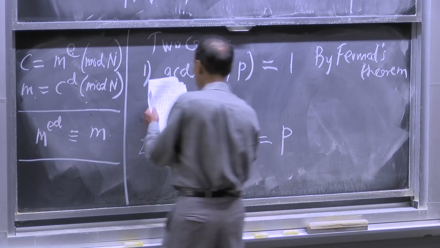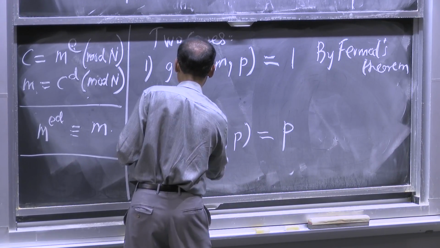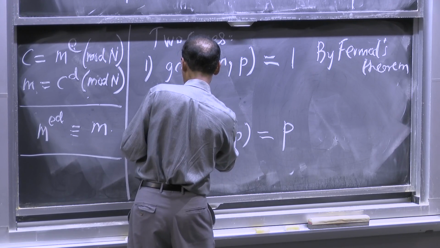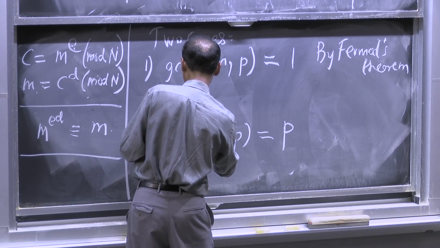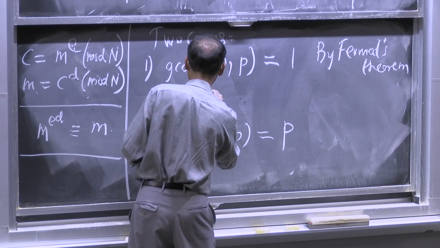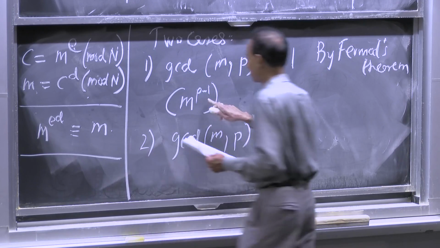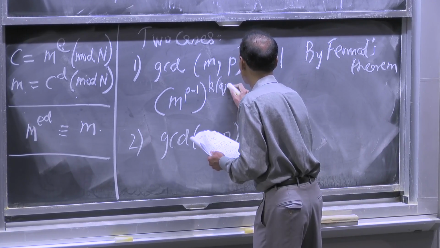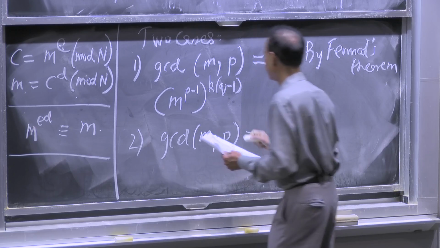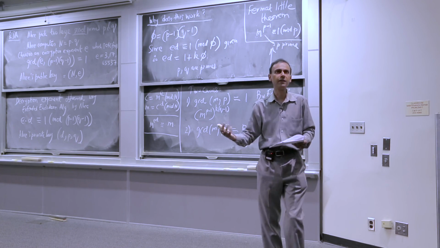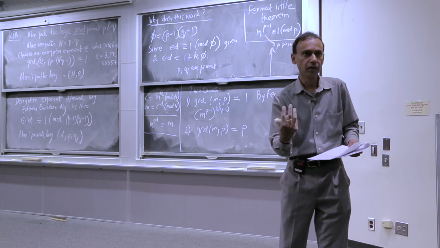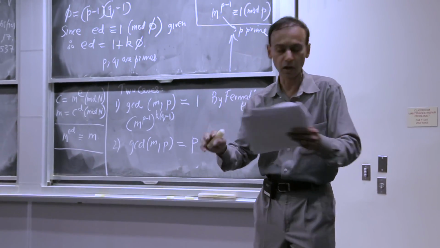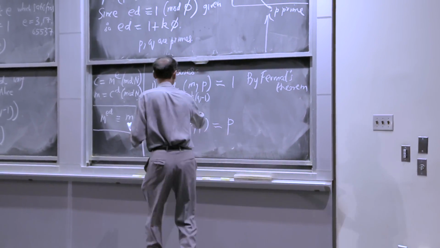You can now write something that says, what I'm going to do is take m raised to p minus 1, which is 1, right? So this thing is 1, and then I'm going to raise it to k times q minus 1, and you'll see why I'm doing this in a second, because I want to get the 1 plus k phi factor here. So I'm taking 1, and I'm raising it to this power, which obviously is going to give me 1 back, right? So all of that is straightforward.